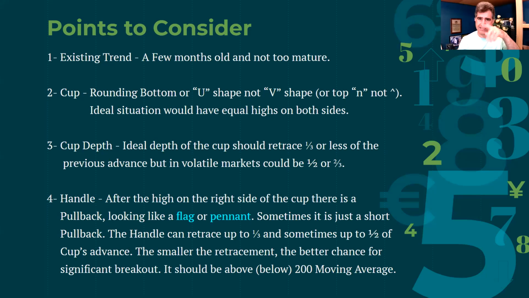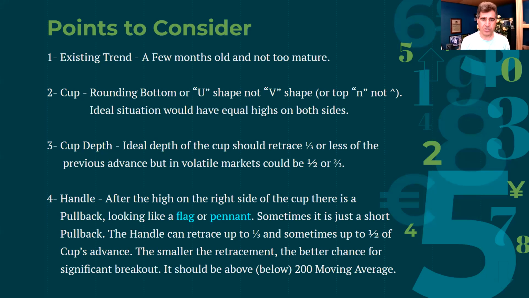Now, the handle itself. We have the depth of the cup, so we want the handle to retrace to 1/3 of the depth of this cup. No more than 1/2 is possible, but 1/3 is again the ideal situation. The smaller the retracement, the better it is. So if we have this cup and we have this retracement, the shorter, and sometimes we have the horizontal, that means that the selling pressure is not that much there. So that means that eventually we will have a breakout.